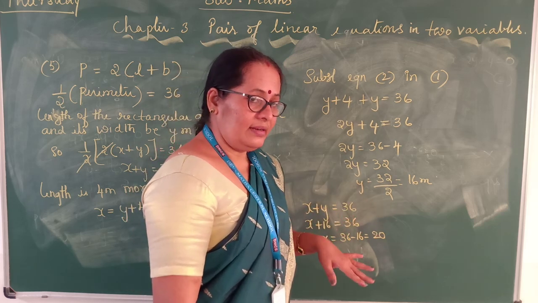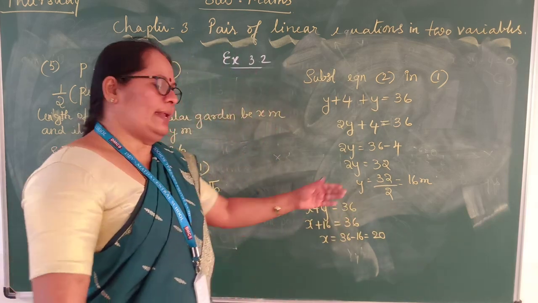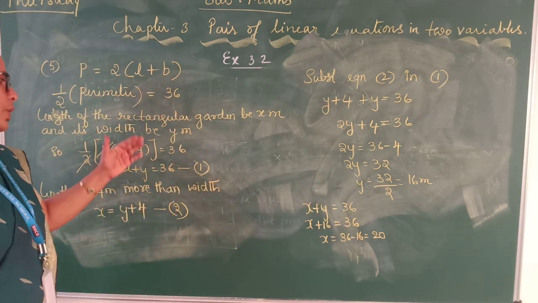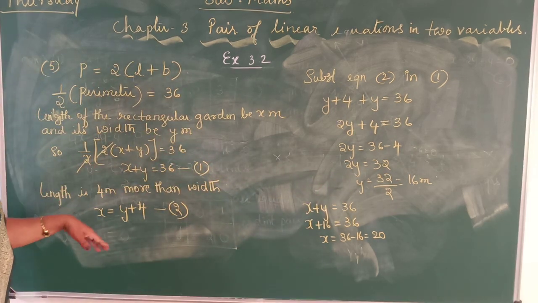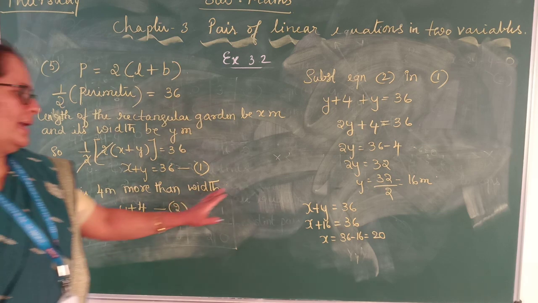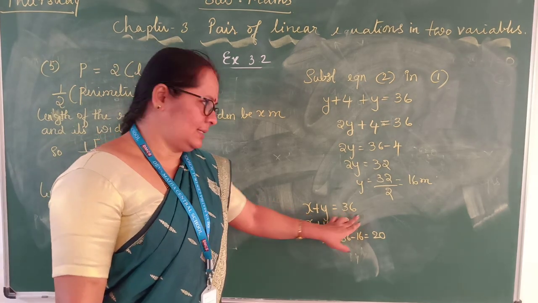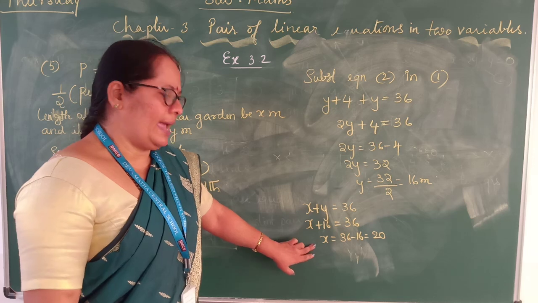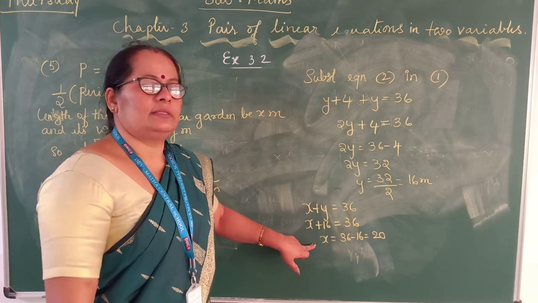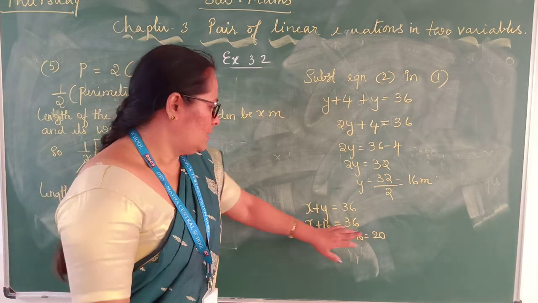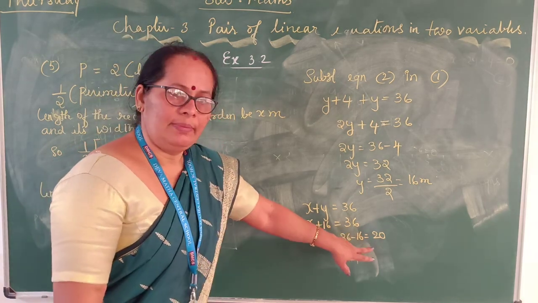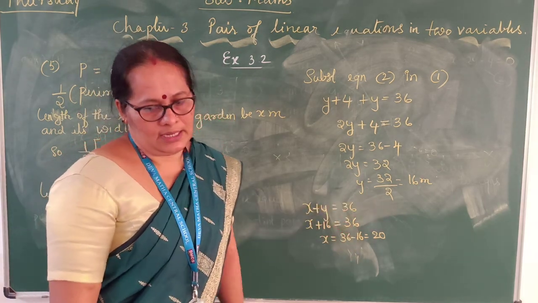Now we have to find the length. So substitute the y value in any one of the equations. Either you can substitute in equation 1 or 2. So x plus y equals 36, where y is 16. So x equals 20, which is the length of the garden. So the dimensions are, the length is 20 meter and the width is 16 meter.